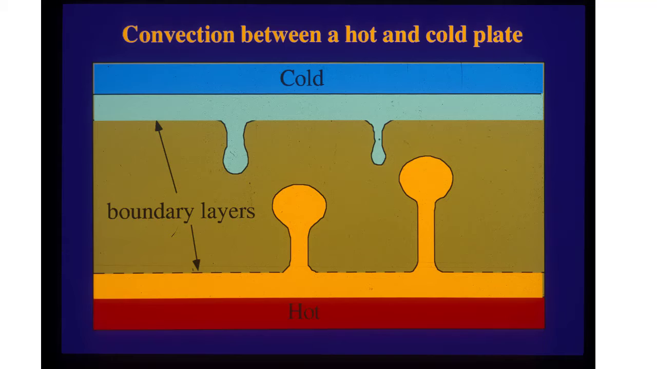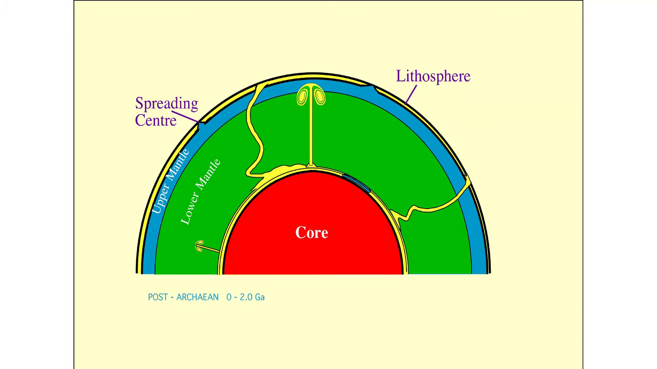At the top of the tank, below the cold plate, the fluid loses heat to the cold plate and it becomes dense and it starts to sink. Those buoyancy differences between the bottom and the top are what drive convection. And those buoyancy differences can be very small, but they still drive convection. And more or less the same thing happens in the mantle, with one fundamental difference that I'll come to.